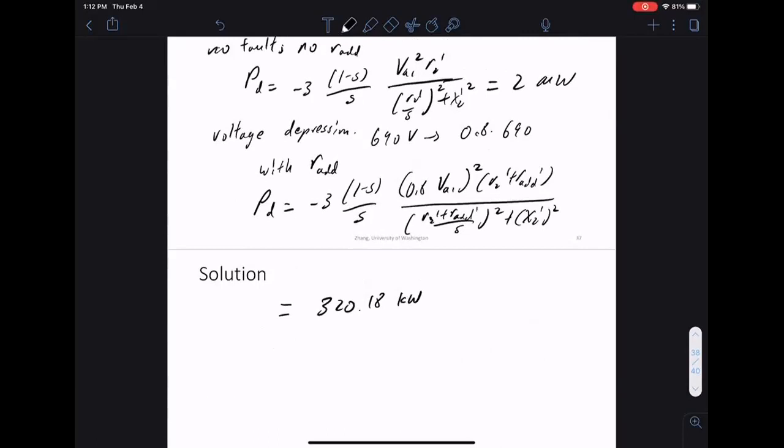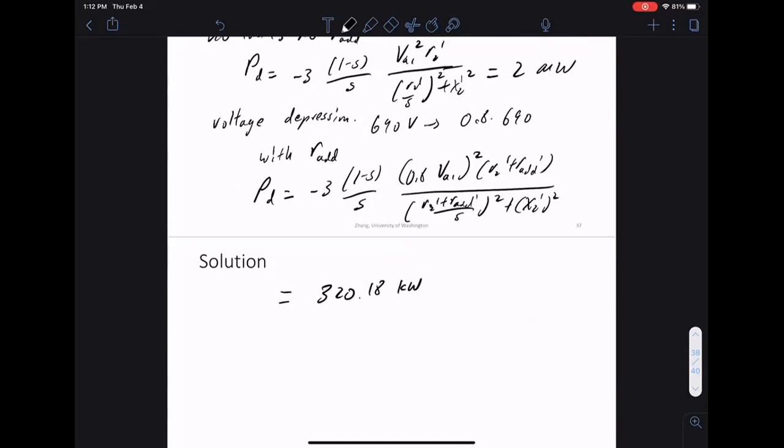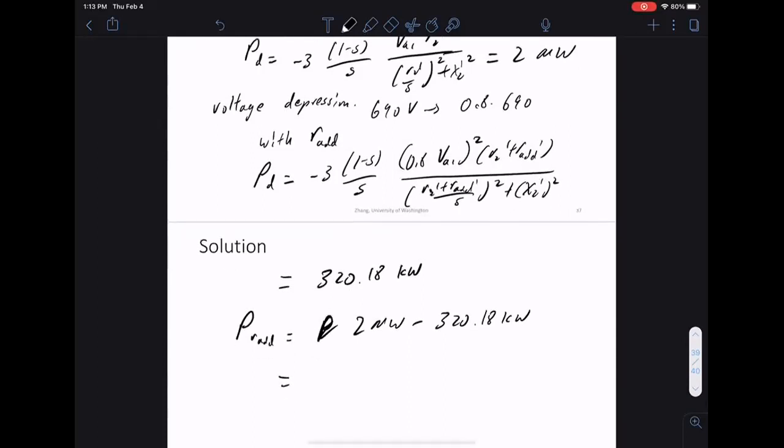It's quite a bit smaller compared to before. So the power that goes into the added resistance, the power that's lost on the added resistance, is 2 megawatt minus 320.18 kilowatt, and we get 1.79 megawatts. So we're dumping this much power.